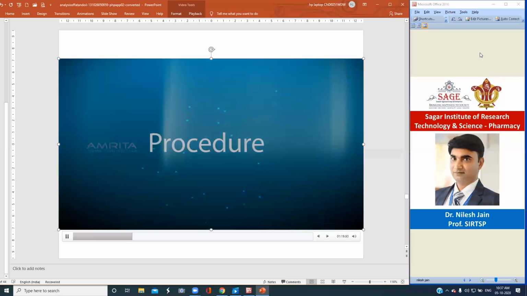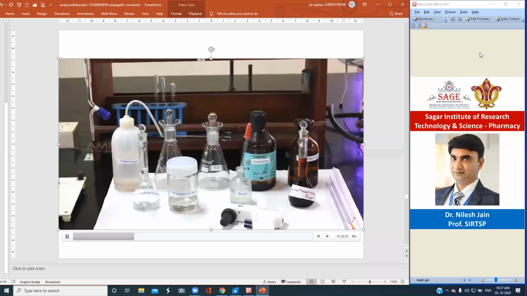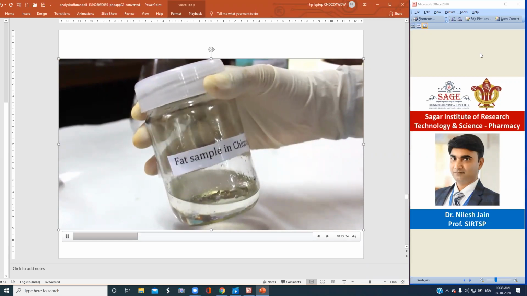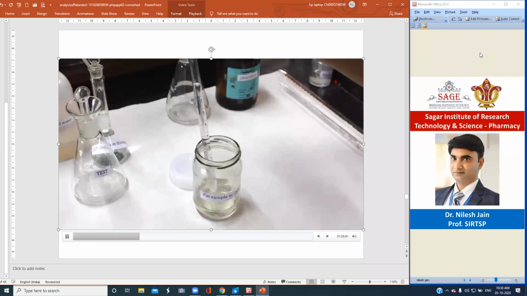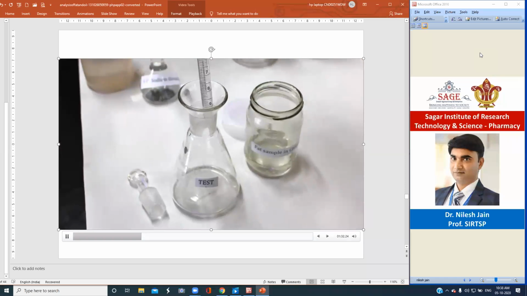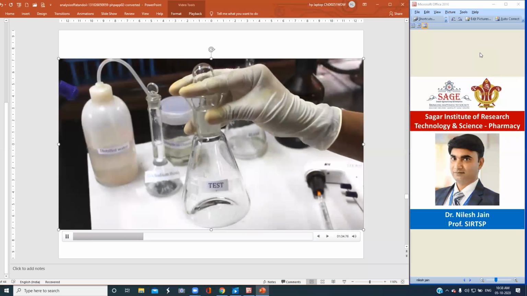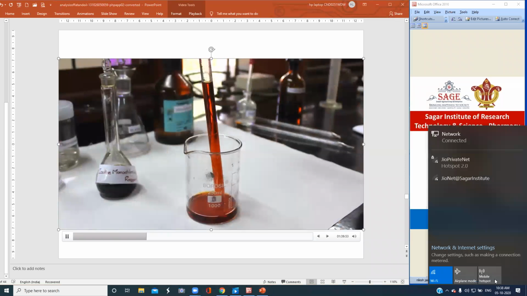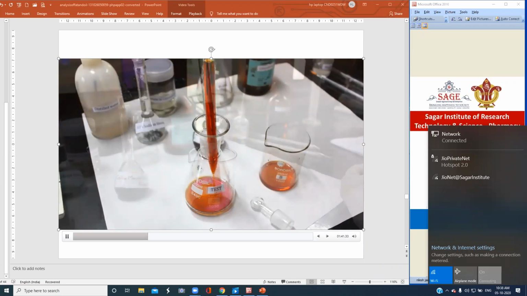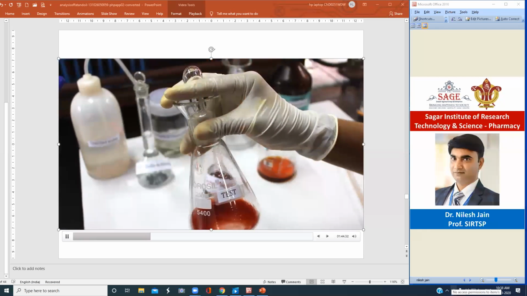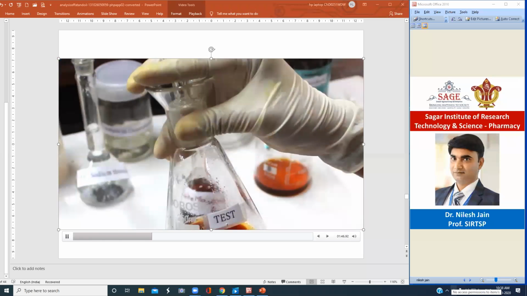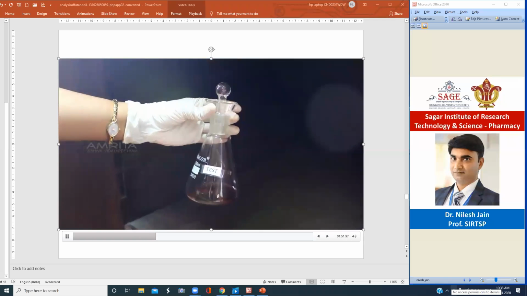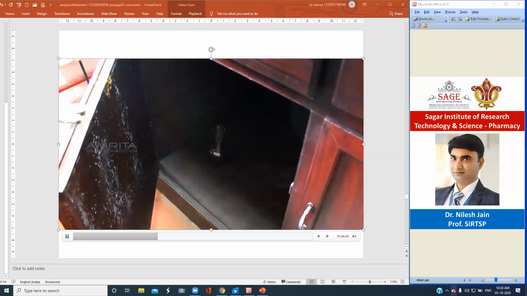Procedure: arrange all the required materials on the table. Pipette out 10 ml fat sample from a 2% fat solution prepared in chloroform into an iodination flask labeled test. Stopper the flask. Pipette out 20 ml iodine monochloride reagent into the flask labeled test. Stopper the iodination flask. Swirl the flask to mix the contents. This flask is then kept in the dark for incubation at room temperature for 30 minutes.